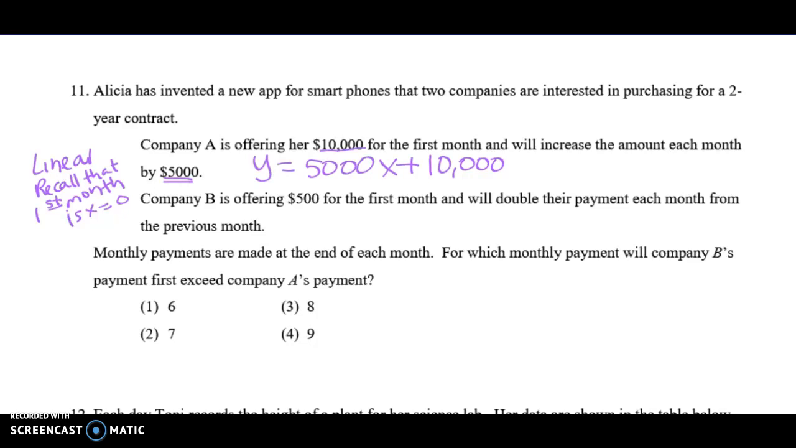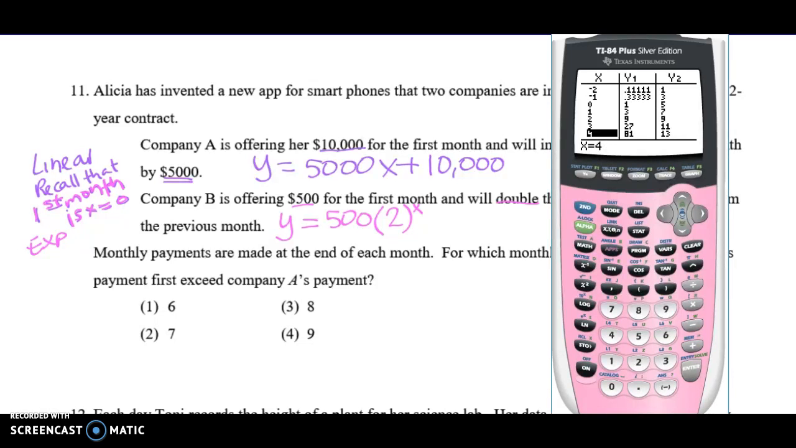Company B getting $500 for the first month and doubling the payment each month. That is exponential. So that's our y equals a times b to the x. A is our start. B is what we do with the money each time, and it's doubling, so multiplying by 2. And again, the first month is when x is equal to 0. So we are going to go to our calculator now and determine the solution.